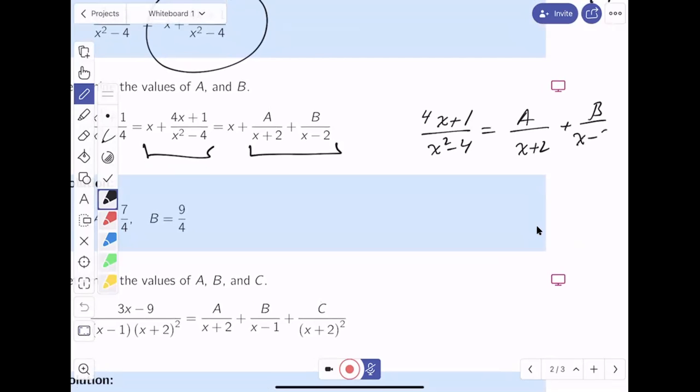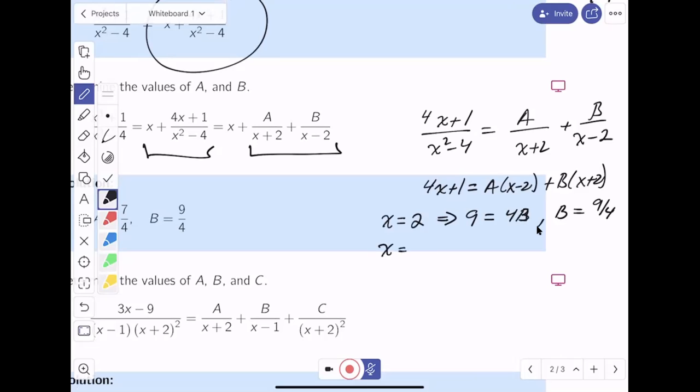And the method I present is to multiply both sides by the LCD, which is x squared minus 4. What do you get? 4x plus 1 equals a times x minus 2 plus b times x plus 2. Now I'm going to pick easy values for x. I'm going to pick x to be 2. And if you did that, you would get 9 on the left side, and on the right side, you get 4b. Now, granted, a nasty little number, but I still can do it. And b is going to be equal to 9/4.